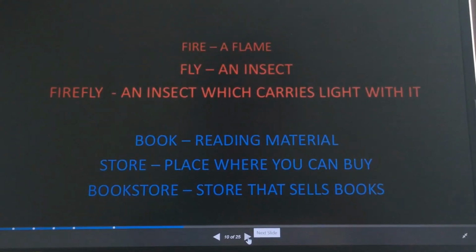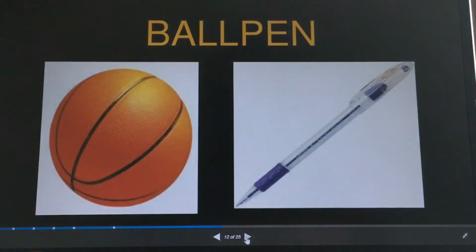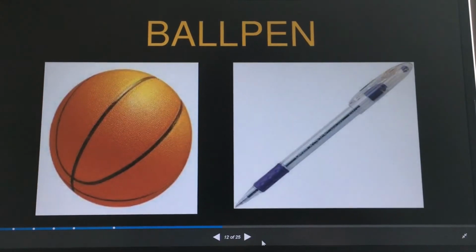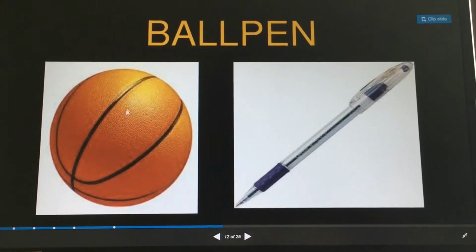Understand, class? That's the meaning of compound word. So, form a compound word by putting together the names of the pictures. Let's have another example. We have ball pen, right? We have here two words. Ball pen comes from two words, ball plus pen. Got it?